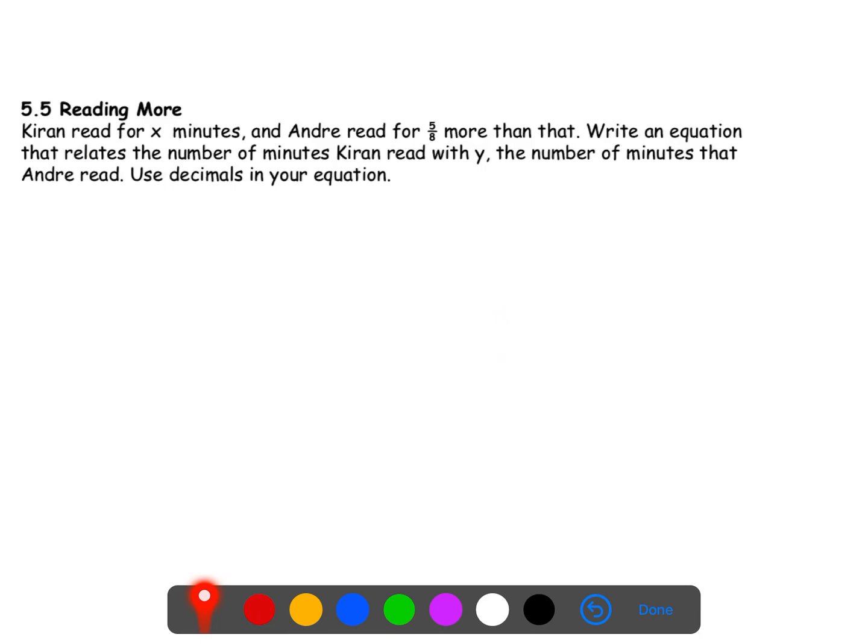For our next example, this is a lot like what we were doing in lesson 4. It says Kieran read for X minutes and Andre read for 5/8 more than that. Write an equation that represents the number of minutes Kieran read with Y, the number of minutes that Andre read. Use decimals in your equation.